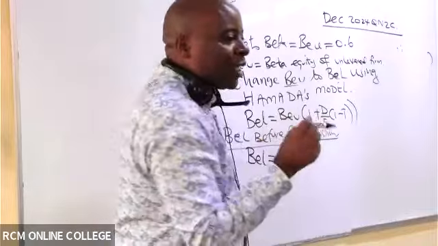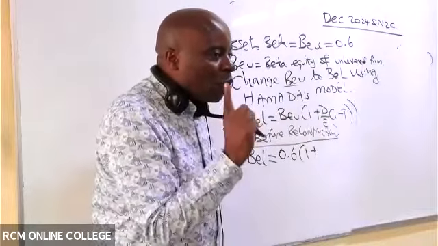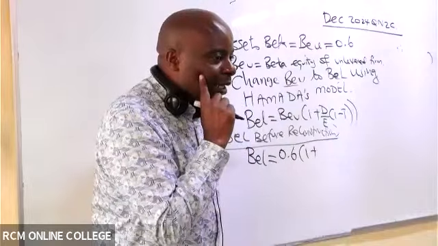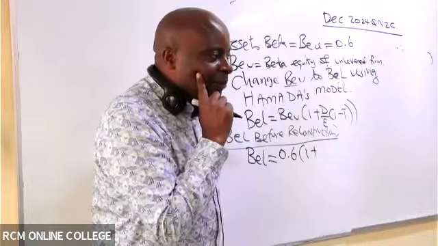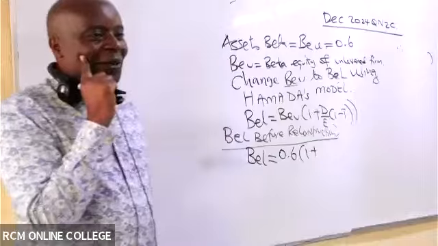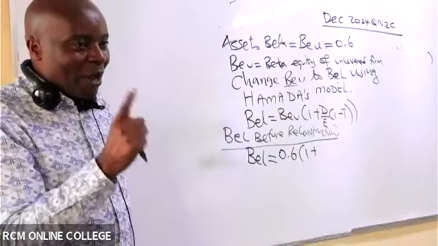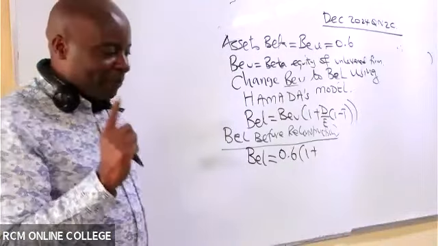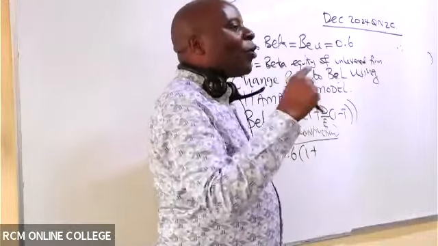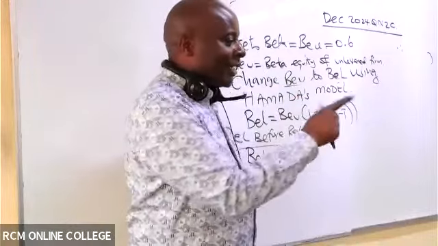So debt to equity, should I use 1.8 or 1.2? Pata potea. 1.2. Why 1.2, not 1.8? Before reconstruction.